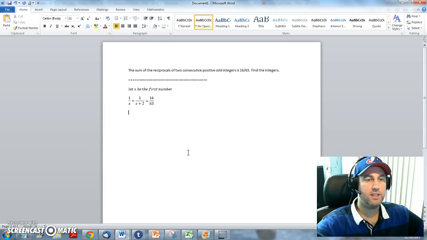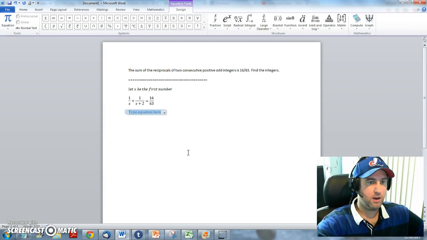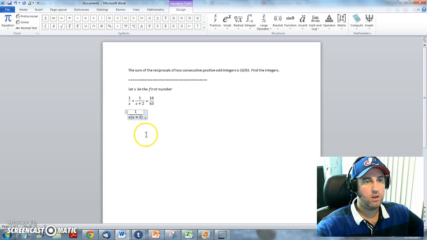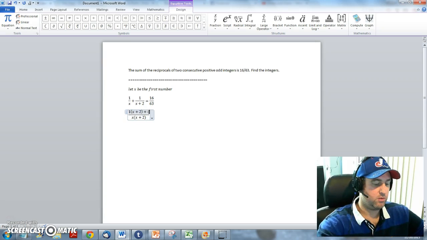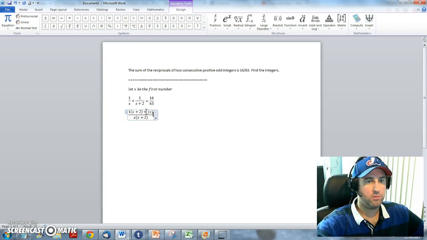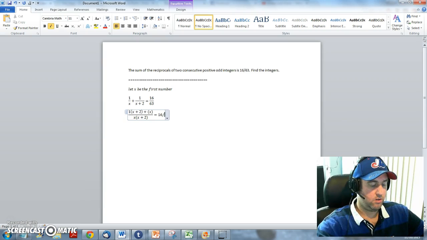Okay, so what I'm going to do next is find a common denominator on my left-hand side. So that's going to become x bracket x plus 2. In order to do this, I'm going to have to multiply this 1 here by x plus 2, plus I'm going to have to multiply the second one here by x. It's kind of like cross multiplying, which we're actually going to be doing in a second here. Equals 16 over 63.